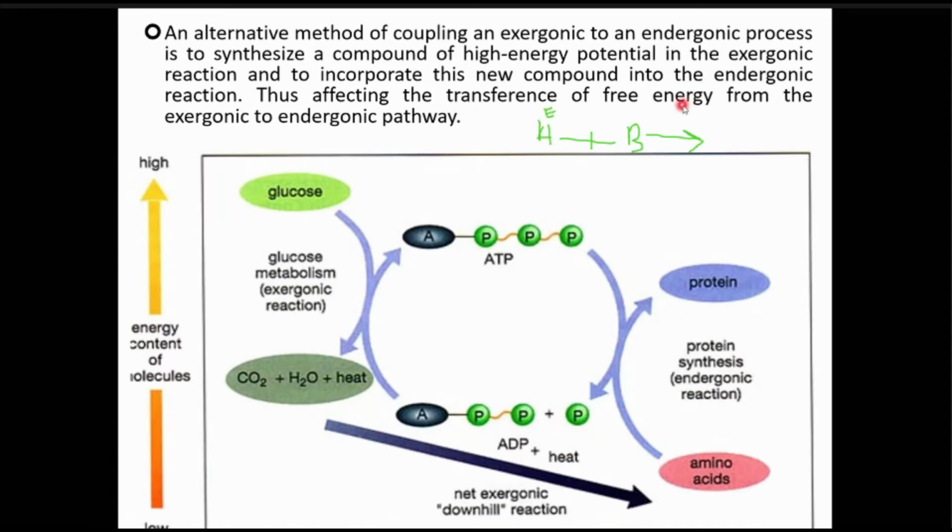The bottom line, summarizing: you have two ways to make endergonic reactions move forward. The first one is to use exergonic reactions directly, so the energy from the exergonic reaction will move the endergonic. Or you use the ATP produced from the exergonic reaction, in this case glucose, and use it to move an endergonic reaction, in this case amino acids into proteins.